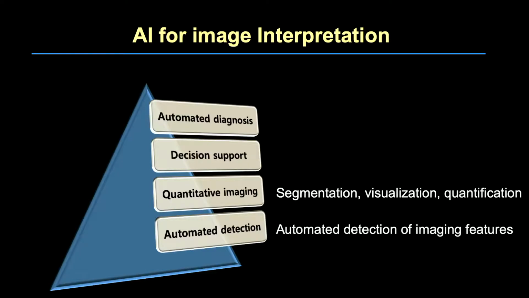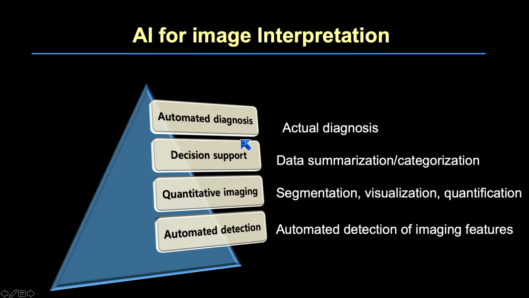Segmentation, visualization, and quantification are some of the tasks that can be seamlessly done with AI, at least potentially, and something that would be very labor intensive for us to do manually. So again, that's another potential step that AI can really help. And then decision support is really putting all of these together, summarizing the data, providing categorization, classification, and then at the very top of the pyramid, it would be to make an actual diagnosis. And I think, as you go from the base to the top, the complexity of these tasks increases.